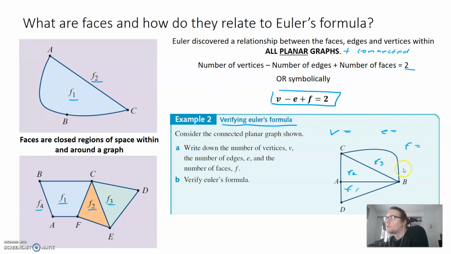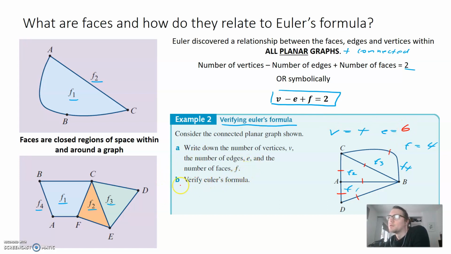And face 4. It has four faces, 4 vertices, and then for the edges you want to count the edges and cross them off. This is 1, 2, 3, 4, 5, 6 edges.